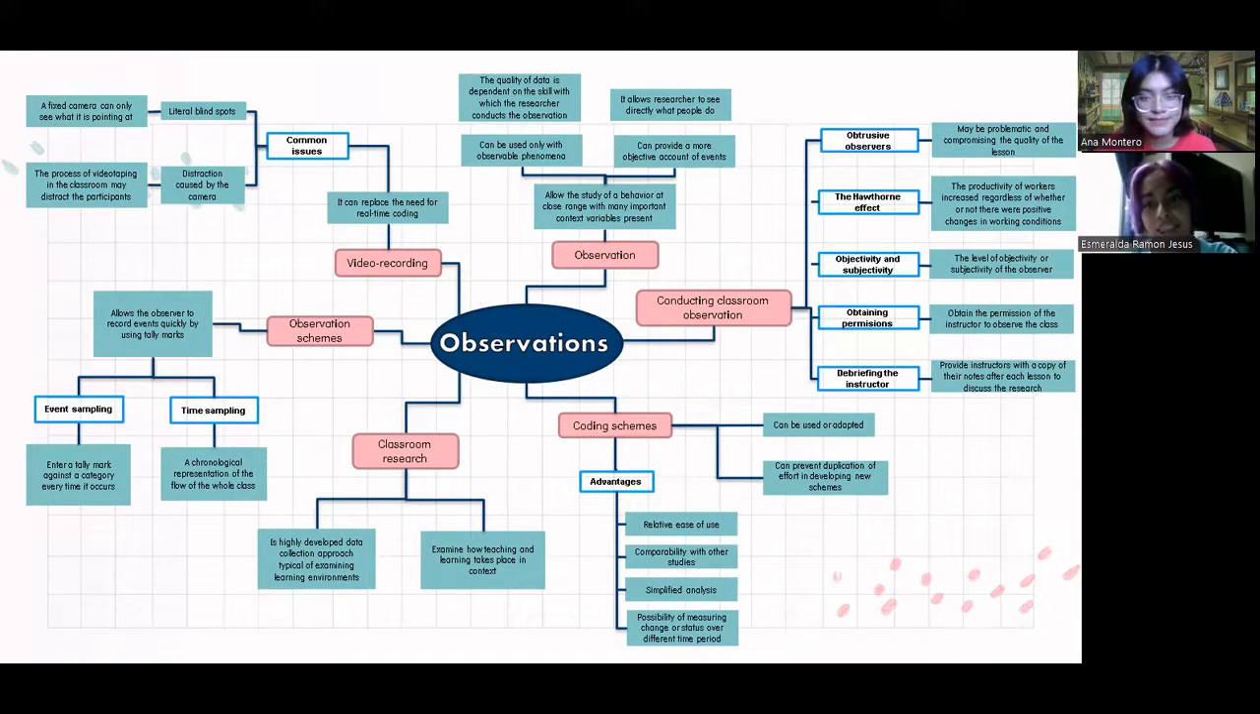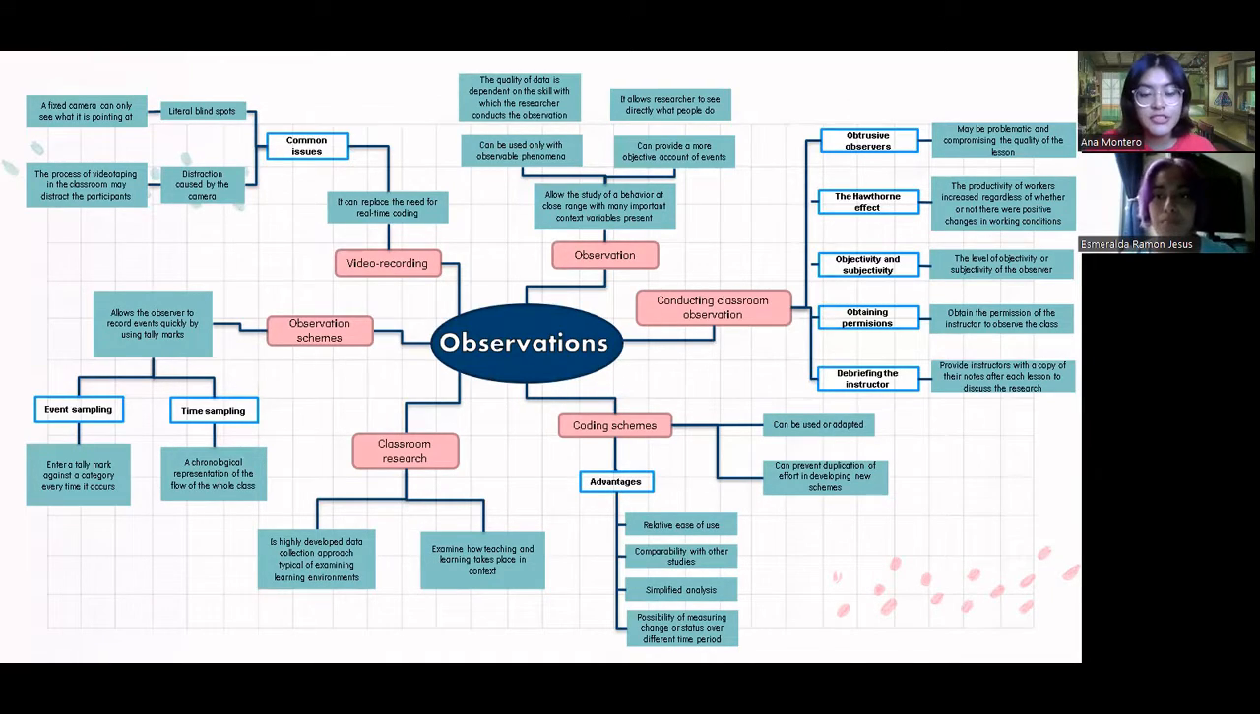Well, coding schemes can be used or adapted depending on our research, and they prevent duplication of effort in developing new schemes. They have some advantages like ease of use. They give us the opportunity to compare our research with other studies, and also simplify the analysis, and give us the possibility of measuring change or status over different time periods.